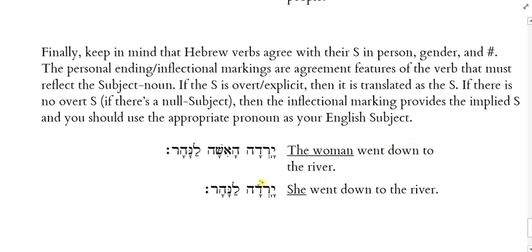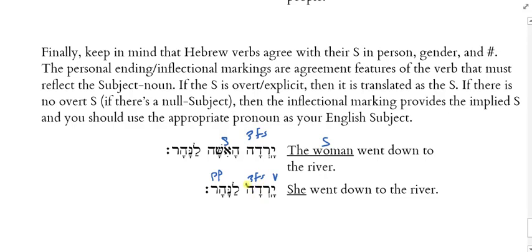So I've got two sentences by way of contrast here. Yarada, from yarad, to go down. Yarada, notice that's a perfect third feminine singular personal ending. Yarada ha'isha, the woman went down. La nahar, to the river. Now, since my subject is overt, then I'm going to use that subject in my translation as the subject here. The woman went down. But in the next sentence, Yarada la nahar, that's 3FS, but there is no overt subject. Just got my verb, and I have a prepositional phrase here, but no overt subject.